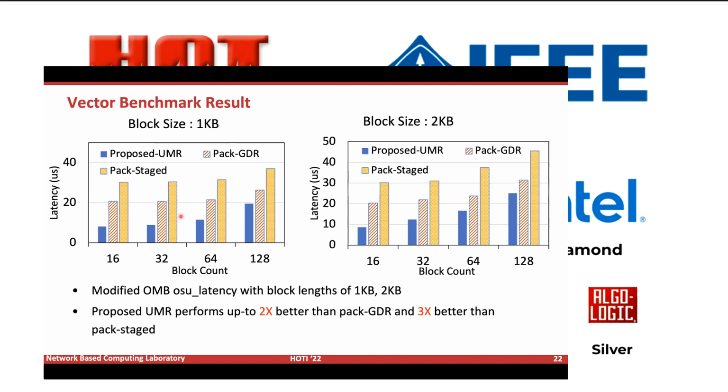We see that the proposed scheme is able to do better than both pack GDR and pack staged for both 1 KB and 2 KB block length. We have also tried even larger block lengths as well. In particular, the UMR performs up to 2x better than pack GDR and 3x better than pack staged scheme.